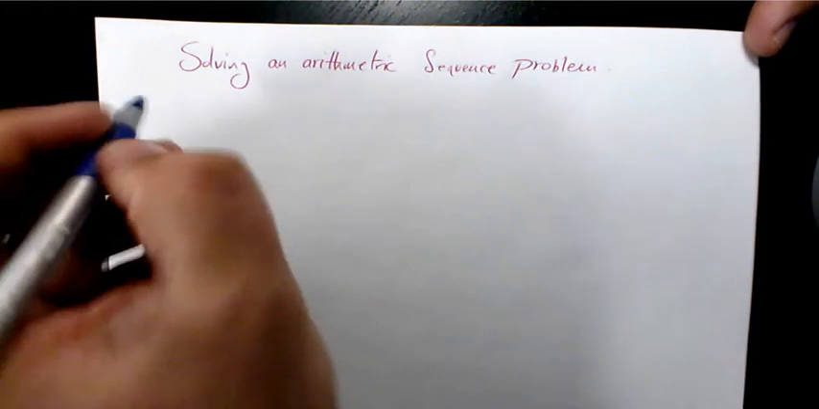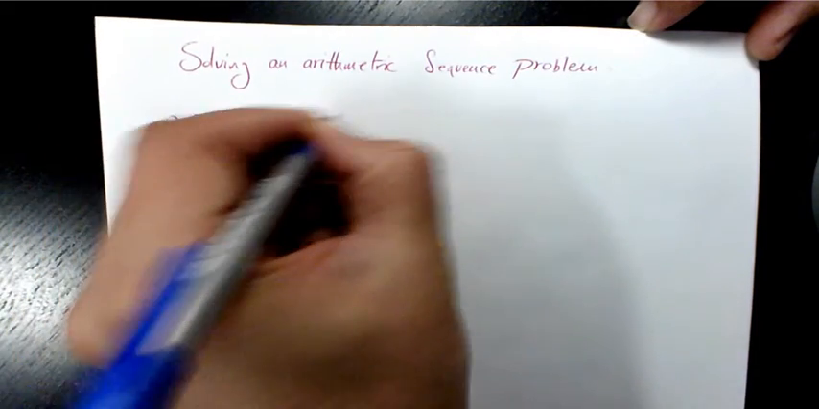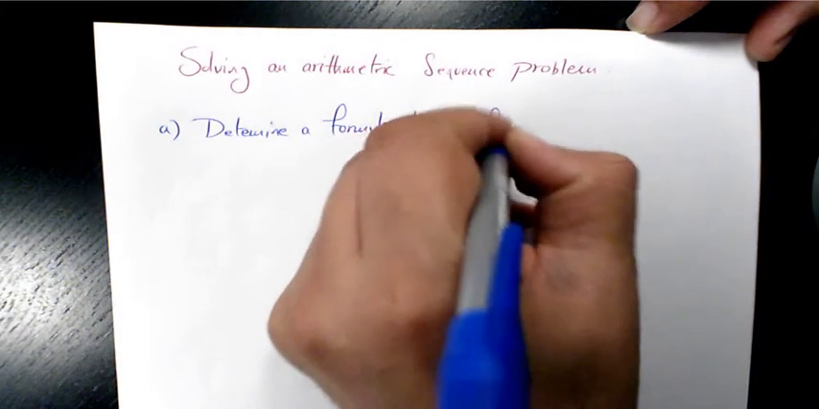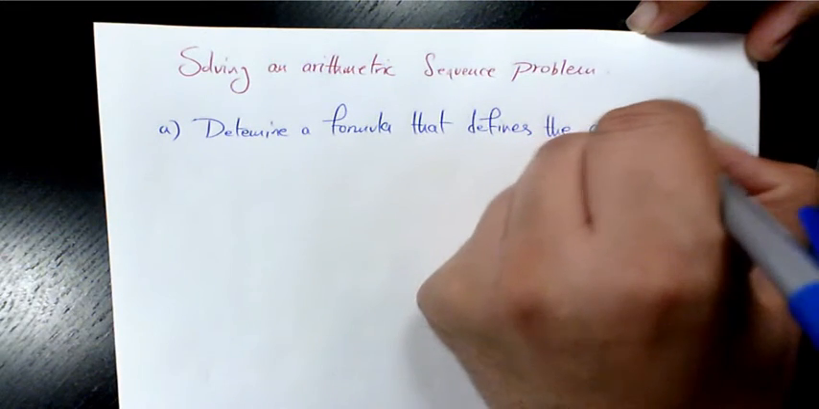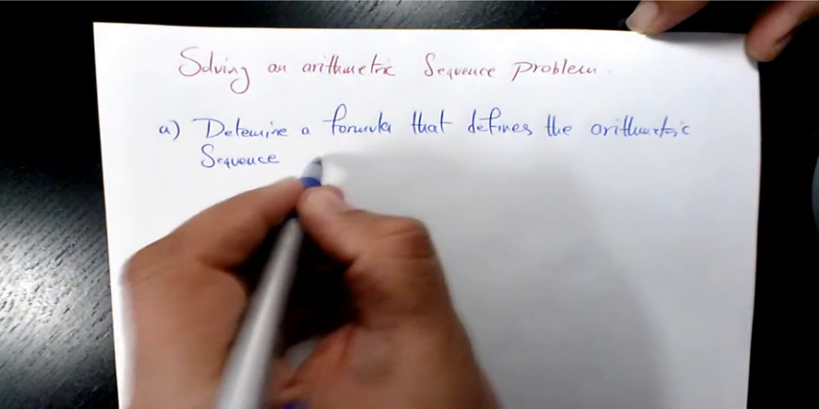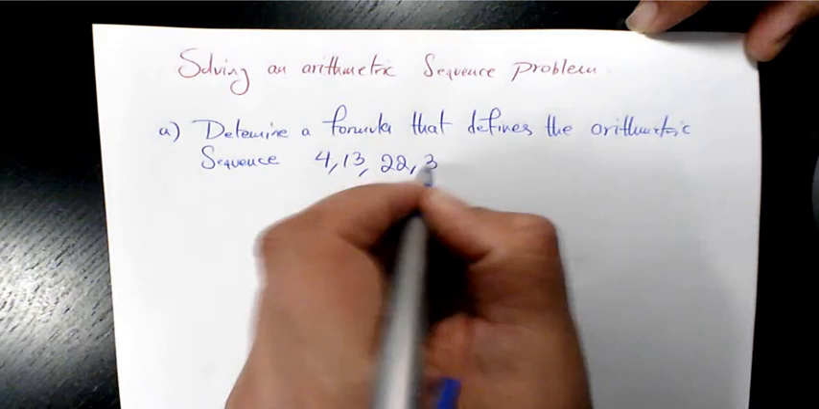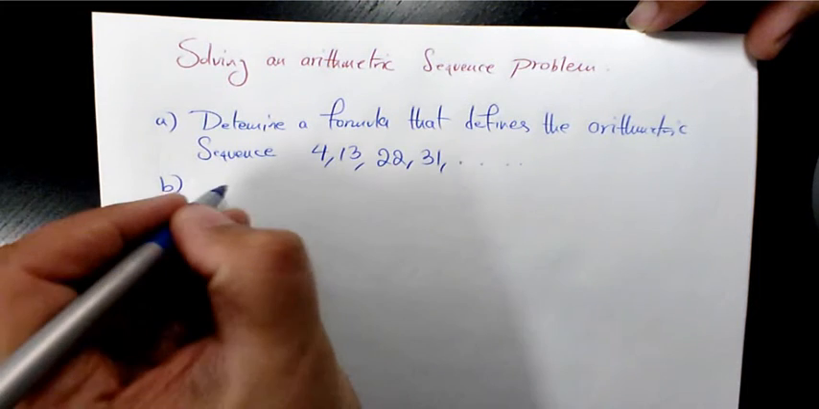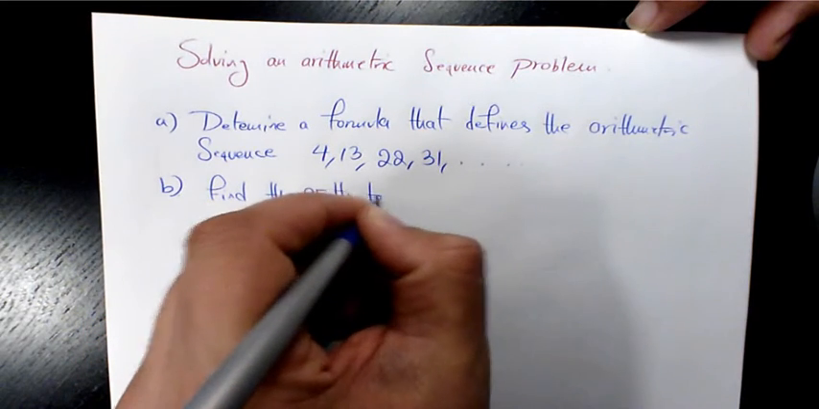First example I have is saying determine a formula that defines the arithmetic sequence for 4, 13, 22, 31, and so on. And part B, find the 25th term.